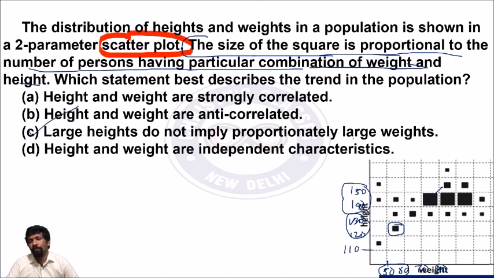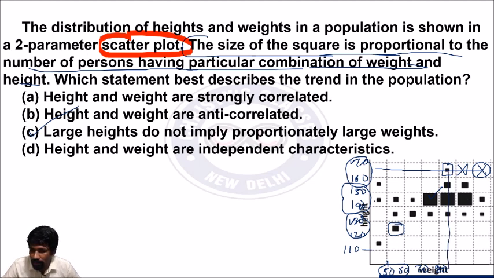Large height does not imply proportionately large weight. That is correct because it is not a linear increase. It does not mean that people having very huge weight have huge height, or vice versa. Large height means, for example, 160, 170. In this 160 to 170 region, large weight people are very few. Look at this row. There is almost no one with large weight. There are only some people here, and they actually have medium weight.